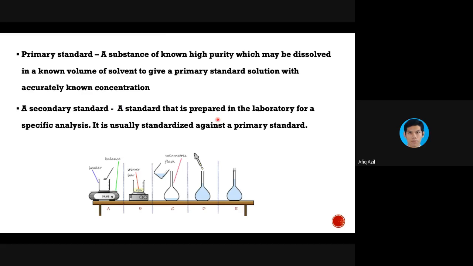A secondary standard is normally the raw material that you obtain, which is cheaper in price. Those raw materials will be standardized against the primary standard, and only then can they be used as a secondary standard. But once this is done, there is an expiry date. Normally the standardization of the secondary standard is done every 3 months, or every half a year, 6 months.